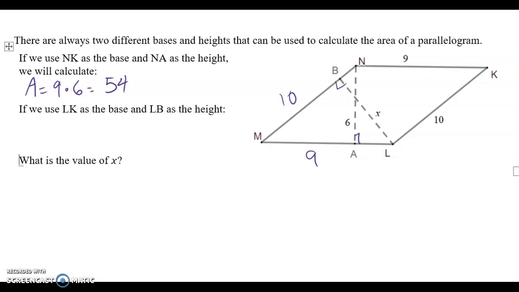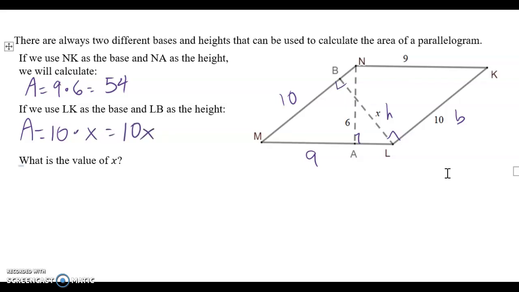Now, what if we use LK? Oh, that should be LM as LK as the base. Excuse me. So if LK is the base and LB is the height, so this is a situation where we have this one. So we have our height is X and our base is 10. So this is base and this is height. Well, if I were to do that, my formula would say A is equal to base, which would be 10, times height, which would be, in this case, X. So I could write that as simply 10X.